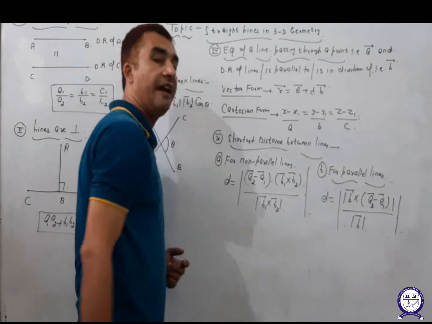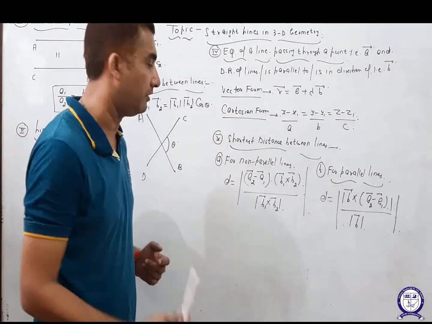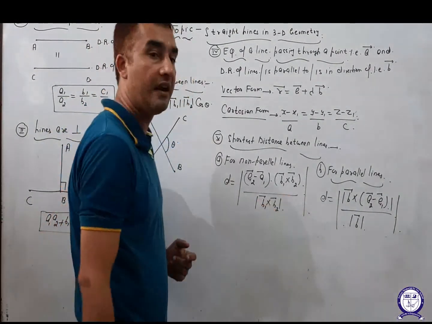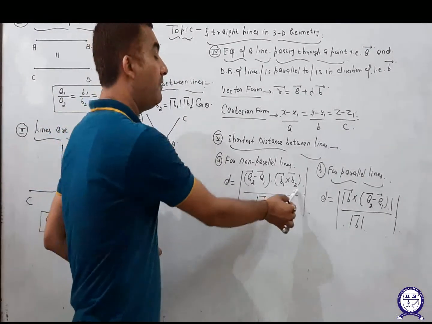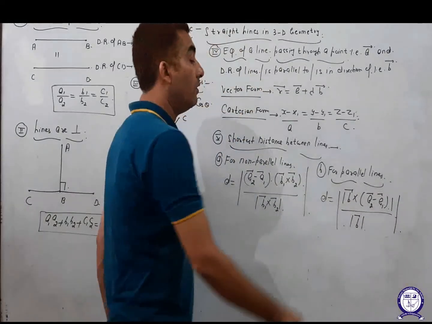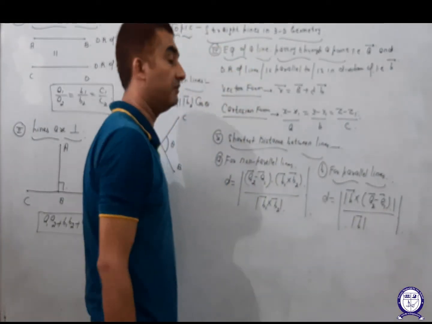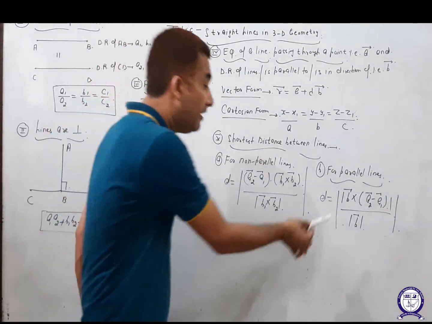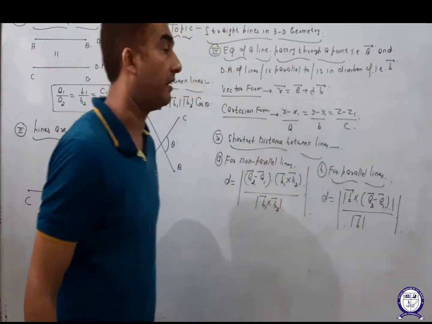Shortest distance between two lines. For non-parallel lines, when direction ratios are not same or not in the same proportion, D is equal to A2 vector minus A1 vector dot B1 vector cross B2 vector upon magnitude of B1 cross B2. A1, A2 passing point of both lines and B1, B2 direction ratio of both lines. Now for parallel lines, D is equal to magnitude of, that is numerator, B vector cross A2 vector minus A1 vector. Here B vector for parallel lines will be same or in the same proportion. It will be always same for both, B vector upon magnitude of B vector.